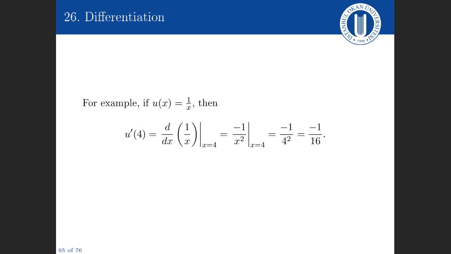For example, let's suppose u of x is equal to 1 over x, and let's suppose we want to calculate the derivative of u at the point 4. In other words, we want u prime at 4. We want the derivative of 1 divided by x at x equal to 4. The derivative of 1 divided by x, we've done this already, we know that this is minus 1 over x squared. So we want minus 1 over x squared at x equal to 4. Replace x by 4, we get minus 1 divided by 16.